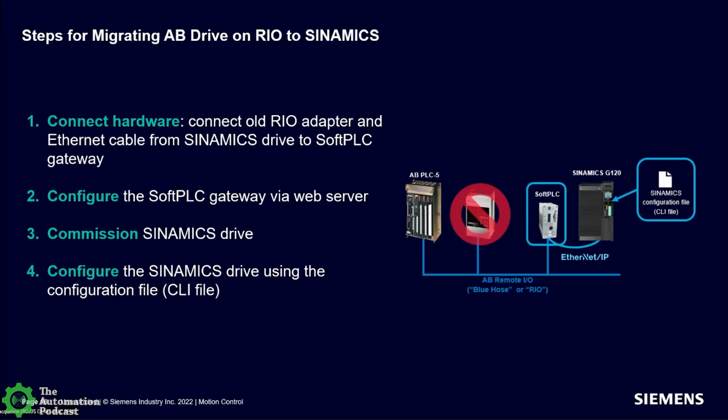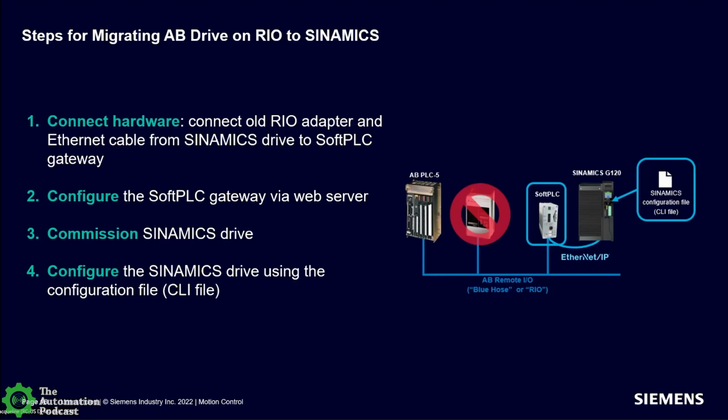So essentially all you have to do is connect the hardware. You'll connect the old remote IO adapter, and an Ethernet cable from the SINAMICS drive to the soft PLC gateway. You'll configure the soft PLC gateway via a web server. You'll commission, or do just a basic startup, on the SINAMICS drive. And then this is a really light configuration file that you'll download to the SINAMICS drive.